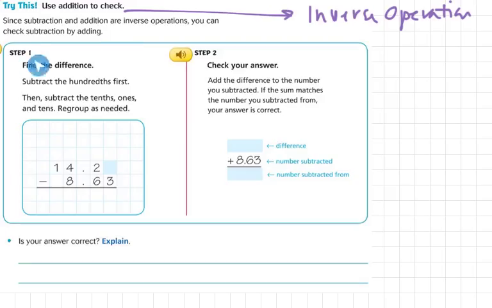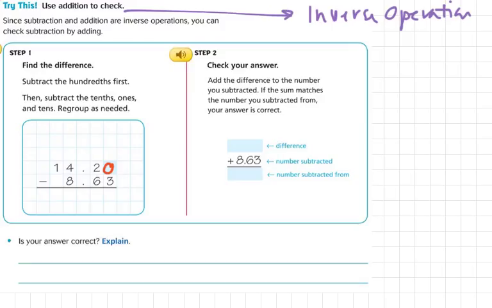So step 1, we need to find the difference. Remember, difference is the fancy name for answer in subtraction. So we're going to subtract the hundredths first, and then the tenths, ones, and tens. We're going to regroup as necessary. So boys and girls, notice we use place value and the decimal point to line up our answer so we know it's correct. Also, we're going to add a 0 in the hundredths place of 14 and 2 tenths because visually our brains need to see that box. It helps us be more successful.